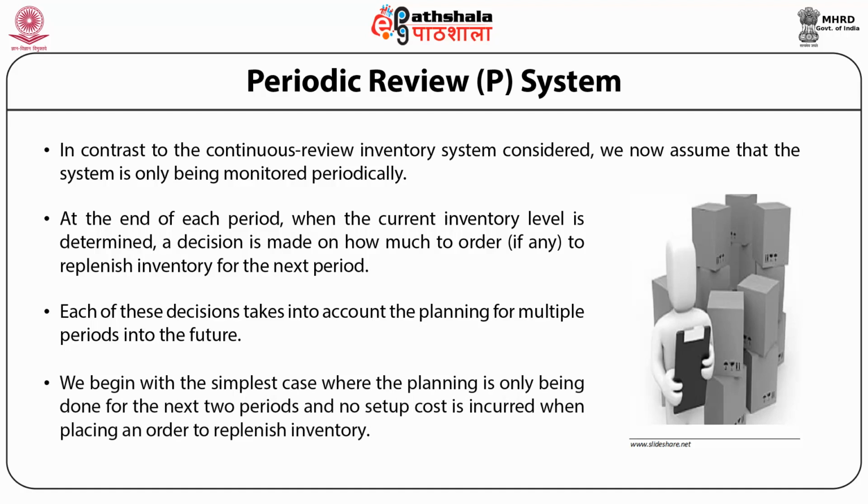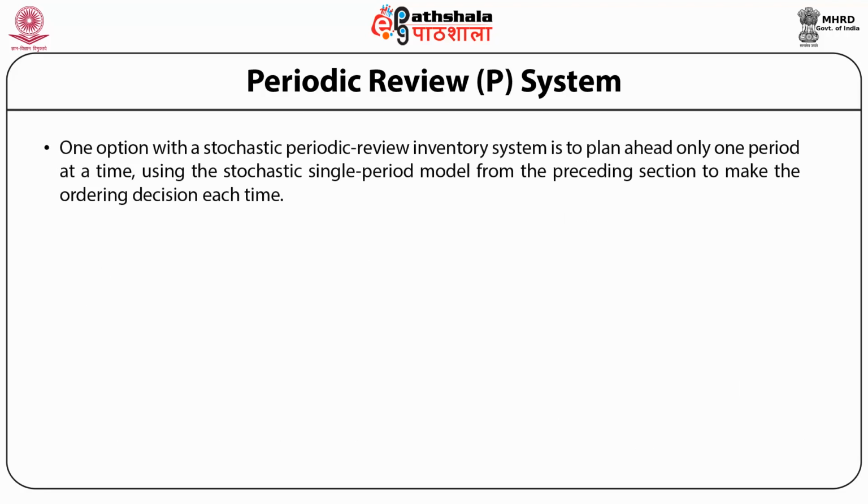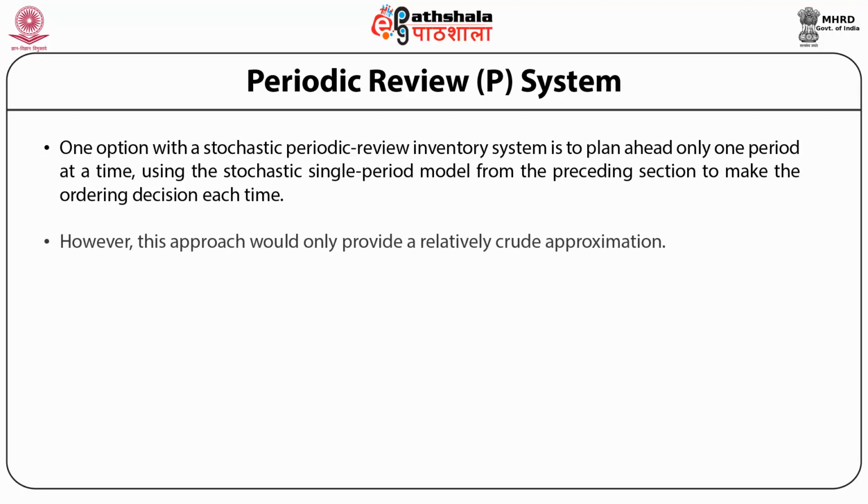We begin with the simplest case where the planning is only being done for the next two periods and no setup cost is incurred when placing an order to replenish inventory. One option with the stochastic periodic review inventory system is to plan ahead only one period at a time, using a stochastic single period model from the preceding section to make the ordering decision each time. However, this approach would only provide a relatively crude approximation.